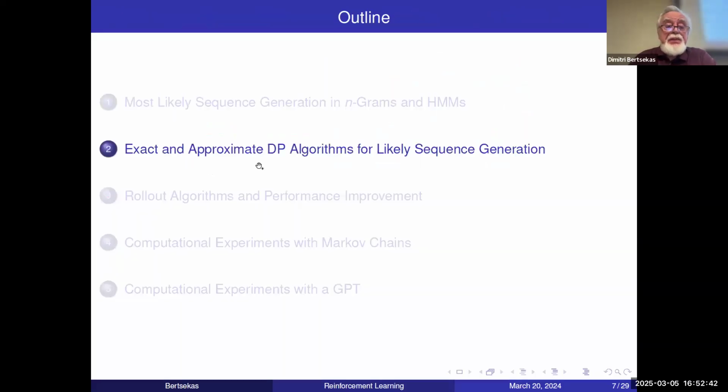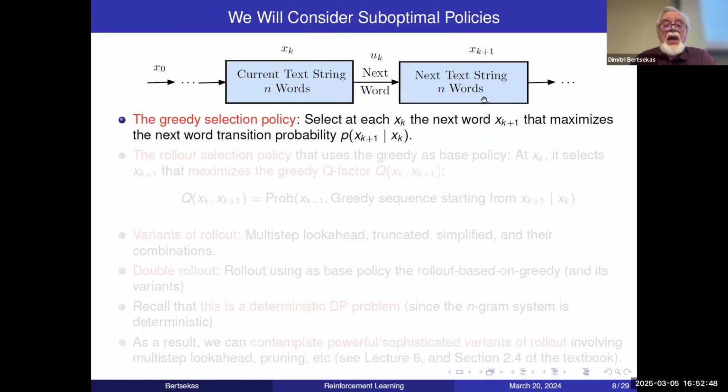So now let's discuss dynamic programming for this problem of likely sequence generation, focusing on the case of n-grams. We mentioned that the exact solution by dynamic programming is intractable, so we may consider suboptimal policies. And one possibility is the greedy selection policy. We choose the next word that maximizes the next word transition probability. So we look at all the transition probabilities of the next words and choose the one that has maximum probability.